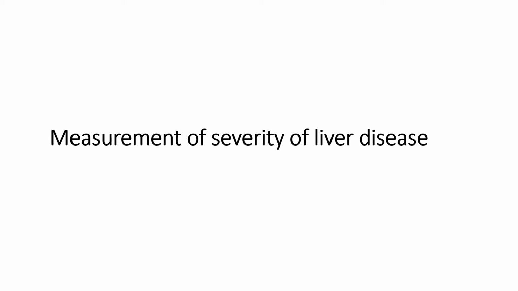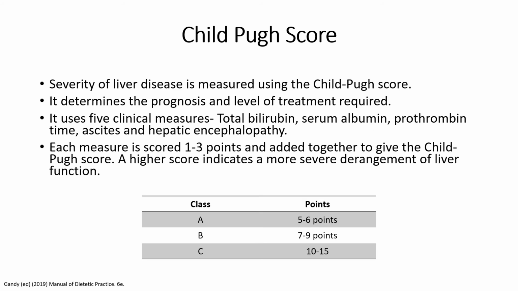Next, we will look at how the severity of liver disease is measured. The Child-Pugh score is used to measure cirrhosis. It determines the prognosis and level of treatment required. It uses 5 clinical measures, including total bilirubin, serum albumin, prothrombin time, ascites, and hepatic encephalopathy. Each measure is scored from 1 to 3 points and added together to give the Child-Pugh score. A higher score indicates a more severe derangement of liver function.